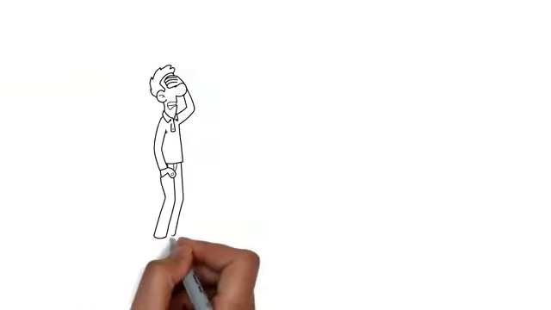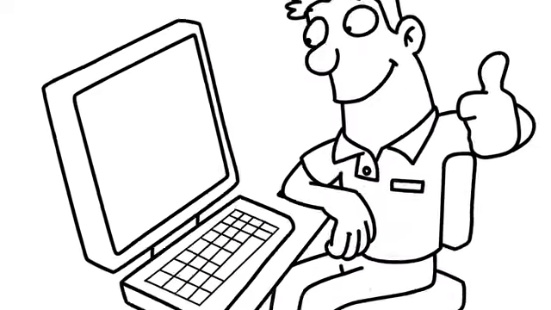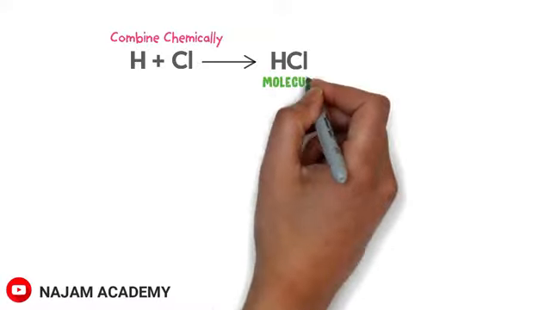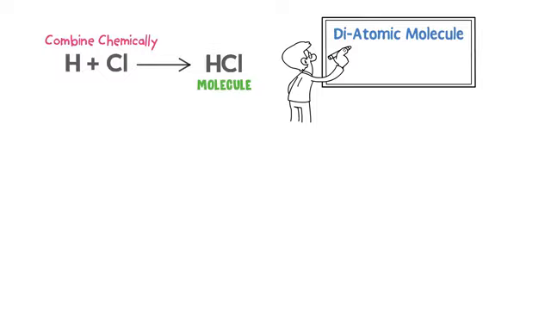for free. We know that a lot of students are confused about the proper definition of a molecule. But in this lecture, you will learn the super easy concept and definitions of a molecule. For example, when a hydrogen atom and a chlorine atom combine together chemically, they form a molecule of HCl. HCl is also known as a diatomic molecule. Di means 2 and atomic means atom. So diatomic molecules mean molecules made up of only 2 atoms.